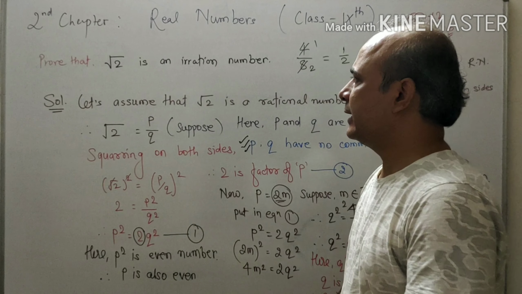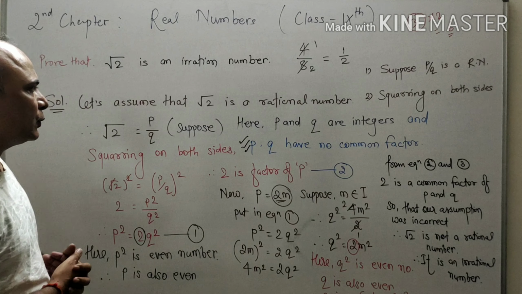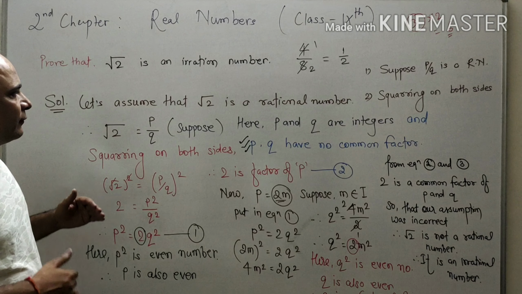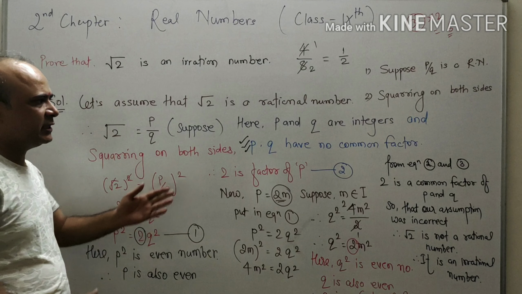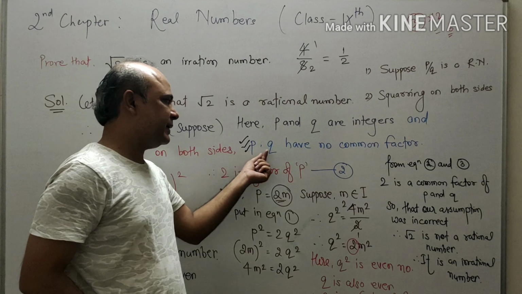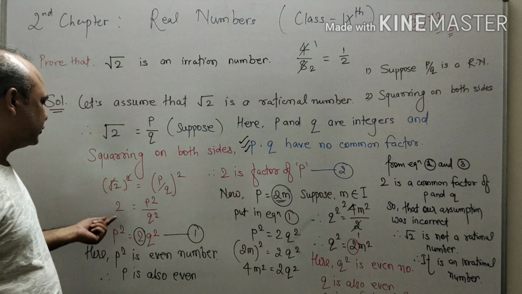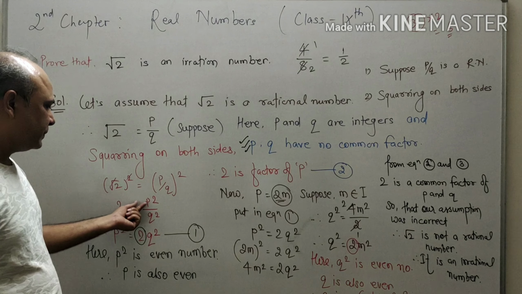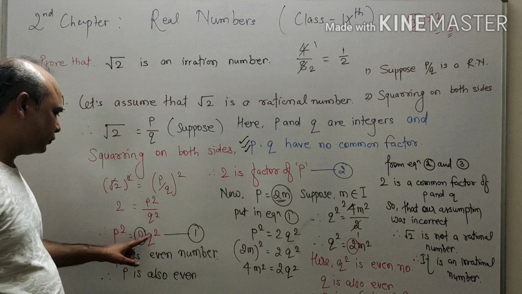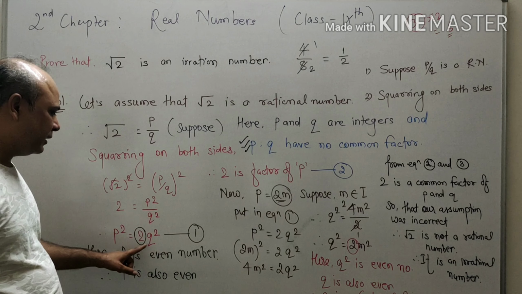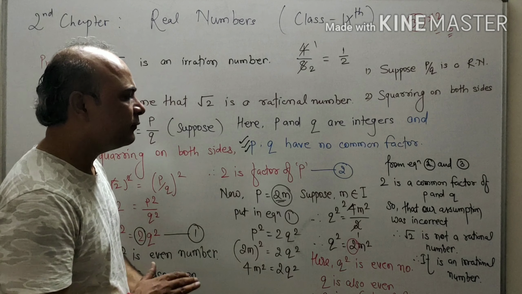Once again I will tell you how to prove that root 2 is an irrational number. Let us suppose that root 2 is a rational number. If root 2 is a rational number, this can be written in the form of p upon q. Suppose here p and q are integers and p, q have no common factors. Now squaring on both sides, you will get 2 is equal to p square upon q square. Cross multiply, so you get p square is equal to 2q square. Here p square is an even number because this is a multiple of 2. So p is also even and 2 is a common factor of p.